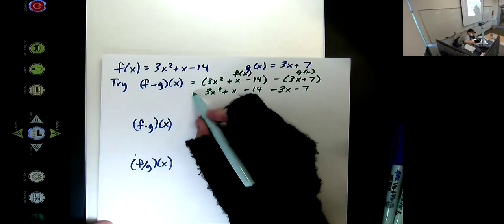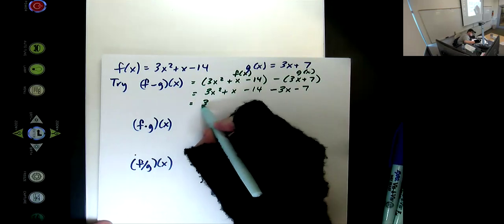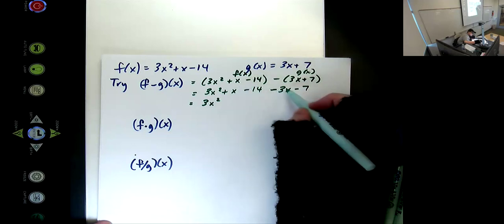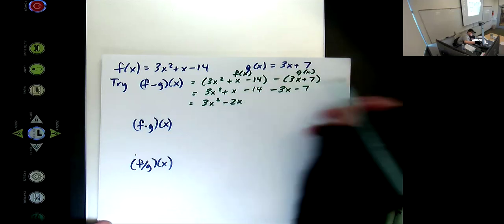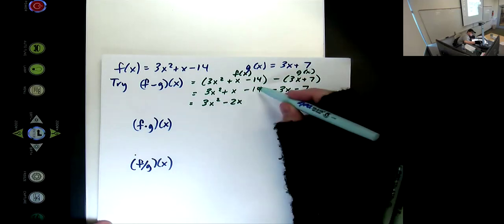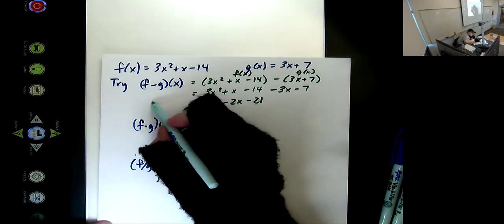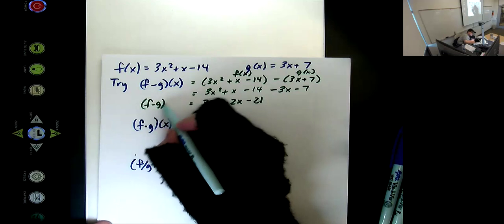Then when you finish combining like terms, there's 2 x's, and x and -3x go together as -2x, and -14 minus 7 is -21. So that is f minus g of x.